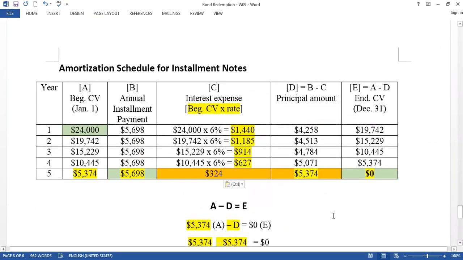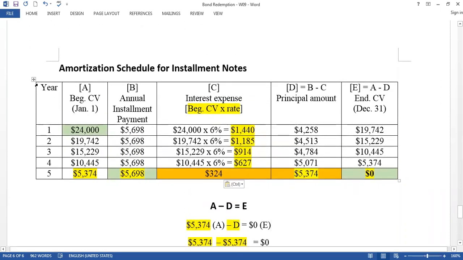So this is called the amortization schedule for installment note. What I said, most of the students will make a mistake in year 5, but this is the way to solve the last year.